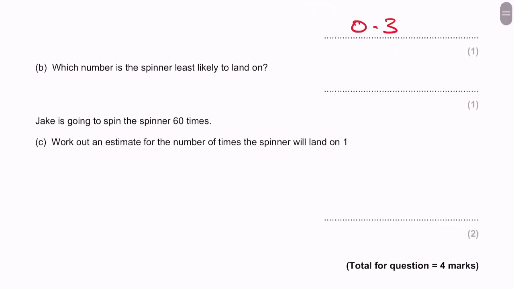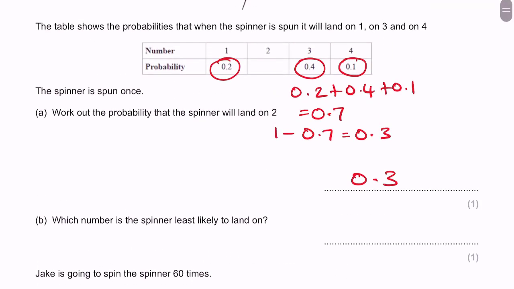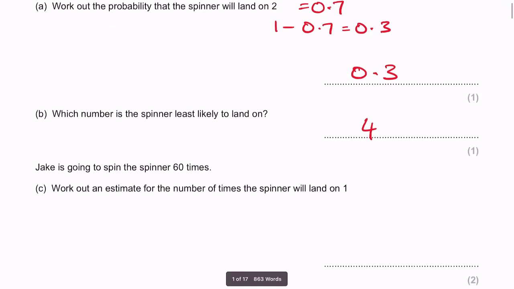Which number is the spinner least likely to land on? So looking at the probability, which one has the lowest probability or chance of landing? We can see 0.1 is the lowest probability, which is 4. So it has a very low chance of landing on 4. So the answer is 4 because it has the lowest probability, and that's worth 1 mark.